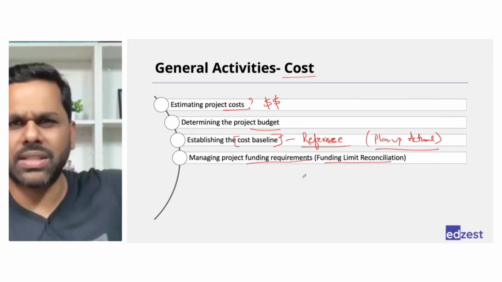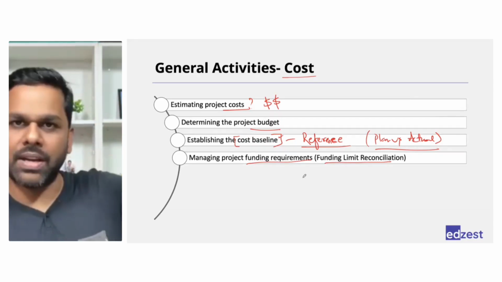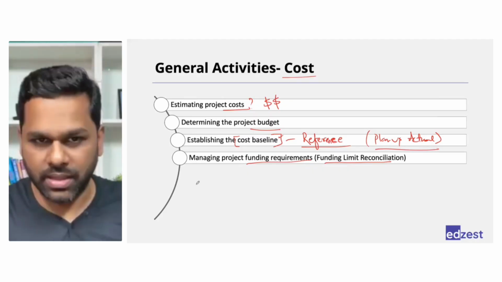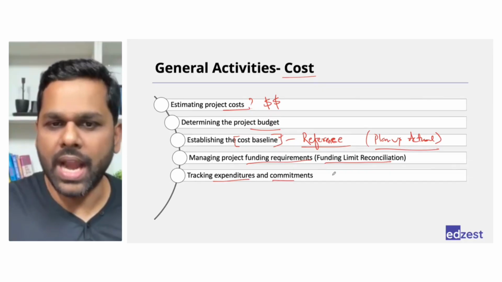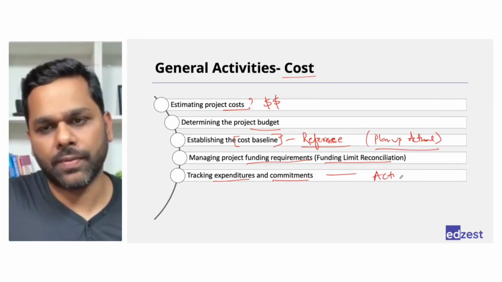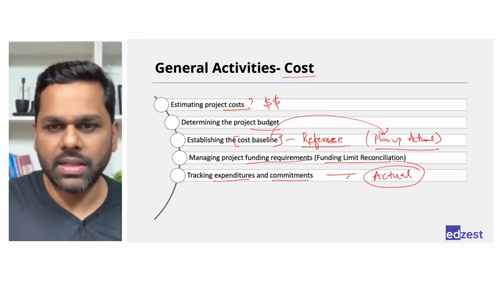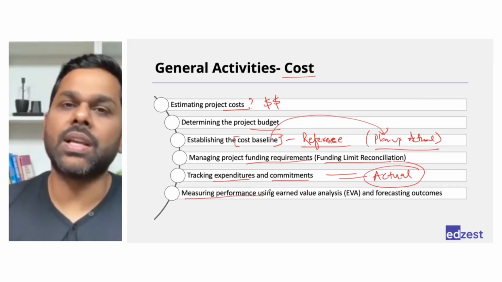Every 15 days, 20 days, 30 days, you check how much you have spent, how much more you need, and keep that information going to the management, to the sponsor, so that they can arrange the money in the project. Right? You are tracking the expenditures and commitments. This becomes your actual. Right? Baseline is your plan. Tracking the expenditures is your actual. Compare the plan and actual, which is called measuring the performance.